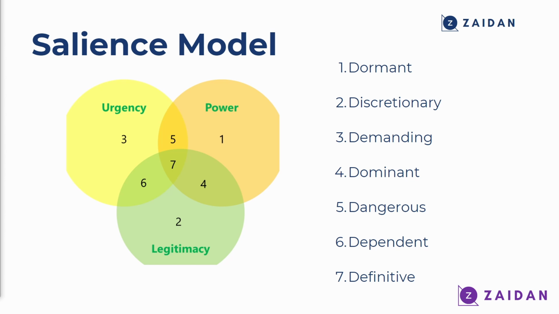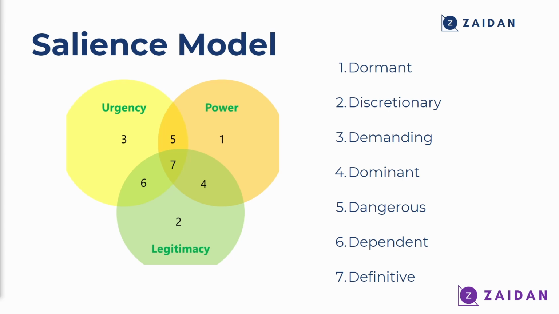And as you can see in this example, you may have stakeholders who have pure power, like you can see in number 1, and they do not have either urgency or legitimacy with the project. So you can call them dormant stakeholders. You can see stakeholders with pure legitimacy and no power or urgency. You can call them discretionary stakeholders. You can see stakeholders with pure urgency. They do not have power or influence on the project, nor are they relevant to the project in terms of legitimacy. You can call them demanding.